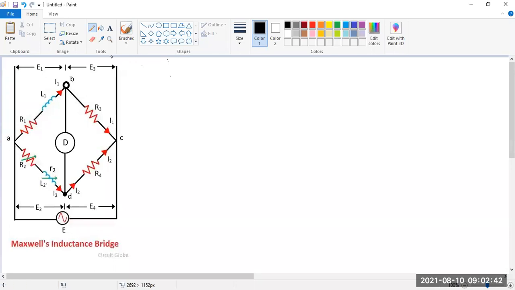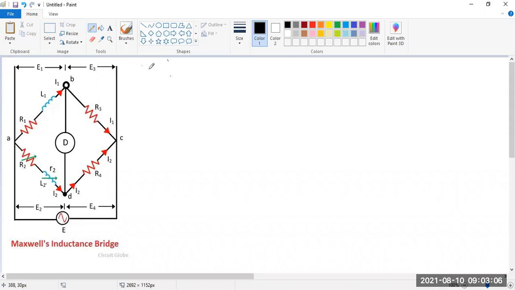Here L1 is the unknown inductance, and it will be measured, and R1 is the resistance of the unknown inductance. We know every inductance has some resistance. This is R1, but we can find it out separately.